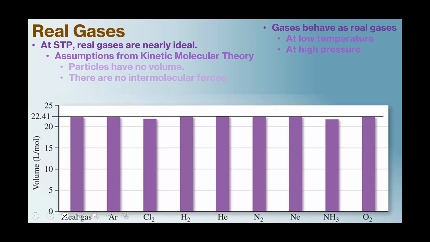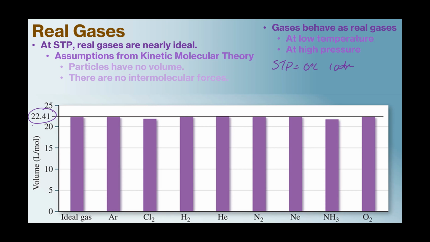Okay, so we'll just remember that STP is 0 Celsius and 1 atmosphere, standard temperature and pressure. Near STP, gases are nearly ideal. So this is a bunch of different gases looking at the volume per mole, which we figured out in another video is close to 22.4 liters. Ideal gas is 22.41, and all these are relatively close. What this is doing when we use the ideal gas law is we are using assumptions from kinetic molecular theory to make this work.